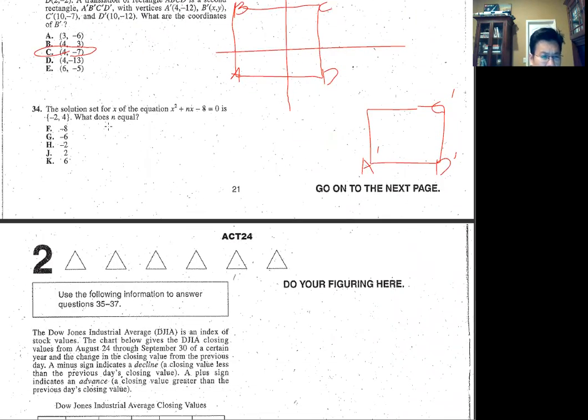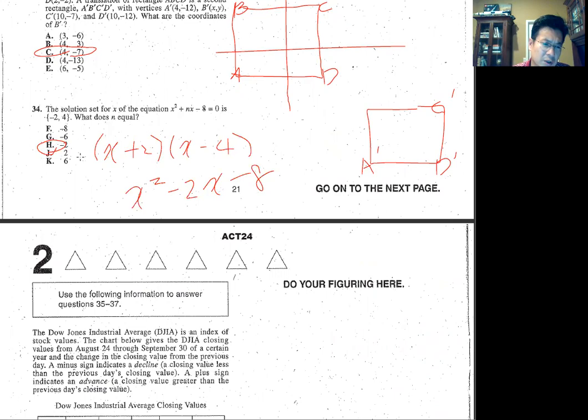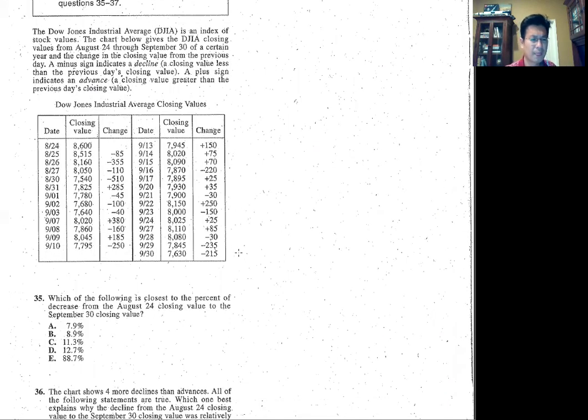So plug in. I mean, you can just rewrite it as x plus 2, x minus 4, and then FOIL it: x squared minus 2x minus 8. So minus 2 is one thing. Otherwise, you can just plug in negative 2, and then you can get whatever.